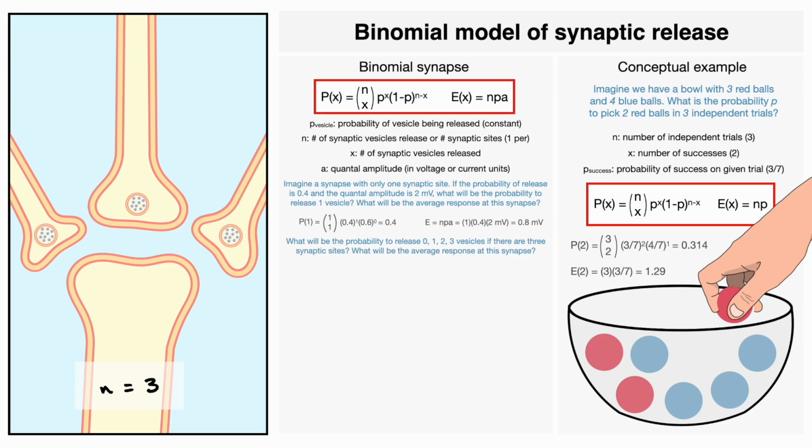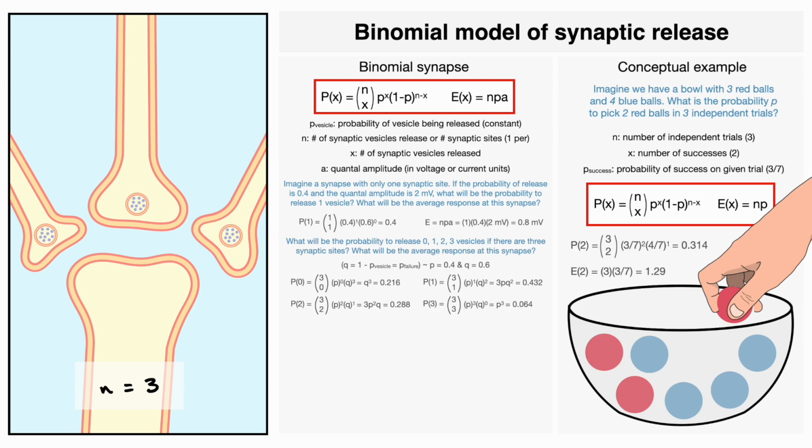This example was rather straightforward, so let's see another one that might be a bit more challenging. What will be the probability to release 0, 1, 2, and 3 vesicles if there are 3 synaptic sites? Again, what will be the average response at this synapse? To do this problem, I want to introduce a new variable named P failure, which corresponds to 1 minus P vesicle. To make it more convenient, we will call this variable Q. Now, by using the binomial equation, we can find the probability for each scenario. For example, the probability that no vesicles will be released is 0.216, the probability that one will be released is 0.432, and so on up to 3 vesicles.